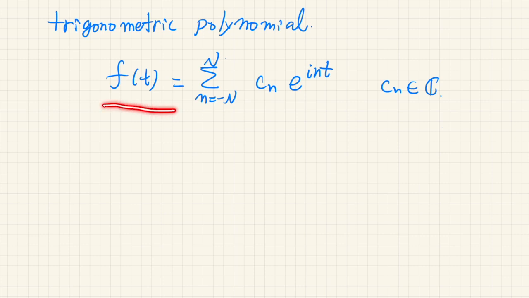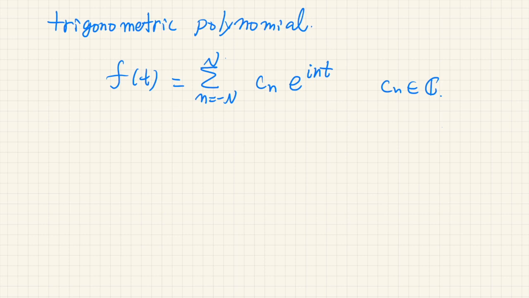This is called a trigonometric polynomial. Here, each c_n is a complex number, and we multiply that by this factor, e to the power of i n t, and sum these terms from n equal to negative N to positive N. So, of course, this N is a positive integer or natural number. So, the question is, what is the Fourier coefficient of this function for each integer n?